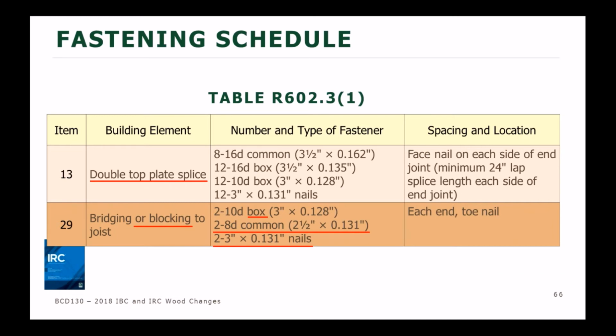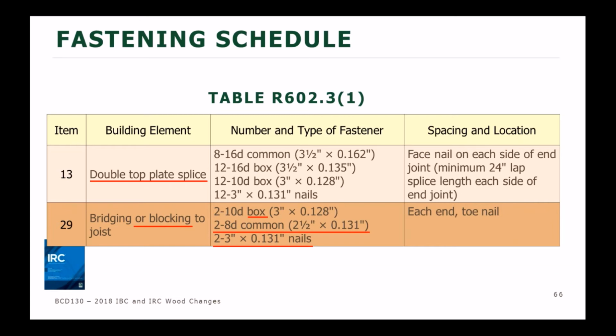So for item 13 of the list, we had a change in that double top plate splices were back in the wall bracing section for high seismic splices. They have been moved over into the general fastening table here. And you have options of your 8/16D common nails or your 12/16D box or 12/10D box or the 12 3-inch nails. Notice that each nail is being called out for its minimum length and its minimum diameter.